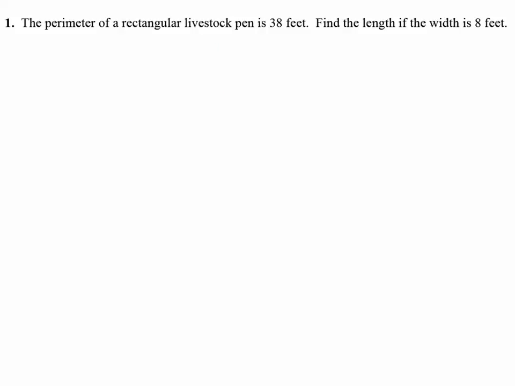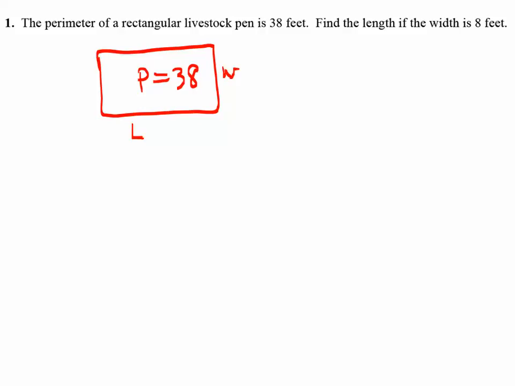Alright, if it's a geometry question, we might as well draw it out and make a diagram of it, because it's going to deal with some kind of shape. So the perimeter of a rectangular livestock pen is 38 feet. Whenever we talk about perimeter or area, we put it inside. So capital P is 38. If we talked about area, we would just put a capital A inside there. Anything else we know? Well, they always have a length and a width, and it says find the length if the width is 8 feet.